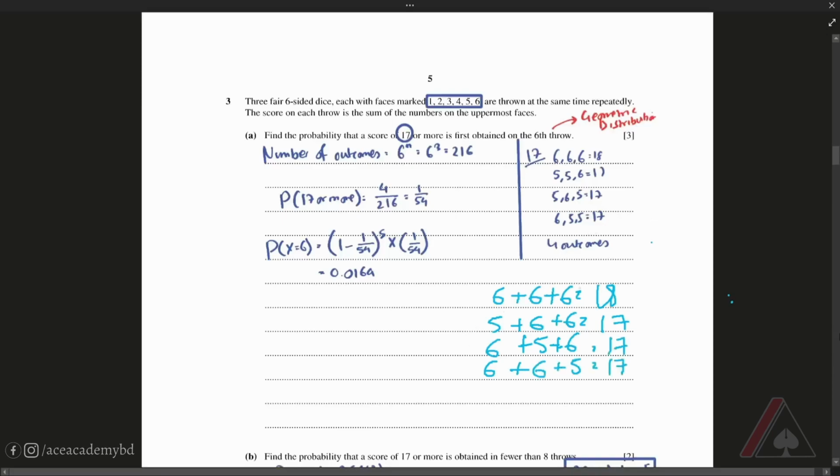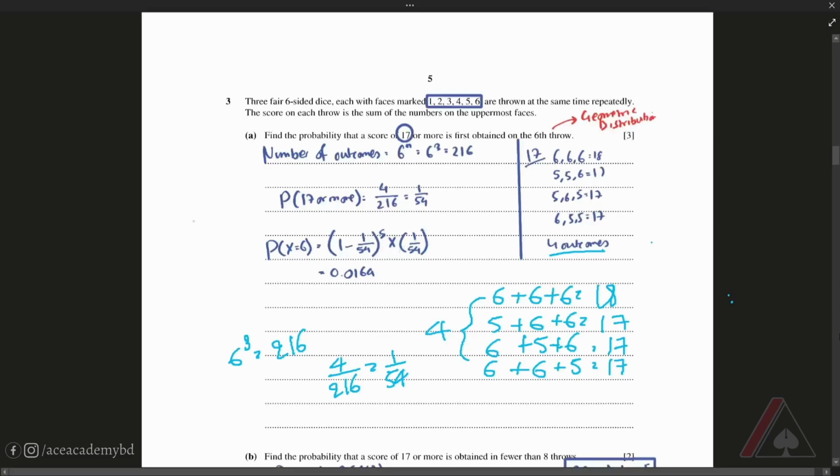So the probability that we'll get 17 or higher is there are 4 possibilities, and as said here, 4 outcomes out of a total of 6 to the power 3. So 6 to the power 3 here gives us 216. So the probability of 17 or more is 4 outcomes out of 216 possible ones. So that gives us 1 by 54.